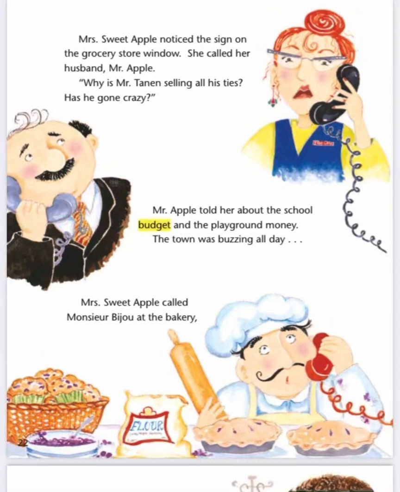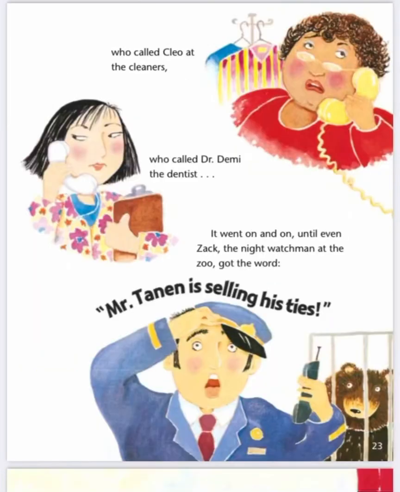Mrs. Sweet Apple noticed the sign on the grocery store window. She called her husband, Mr. Apple. Why is Mr. Tennant selling all his ties? Has he gone crazy? Mr. Apple told her about the school budget and the playground money. The town was buzzing all day.